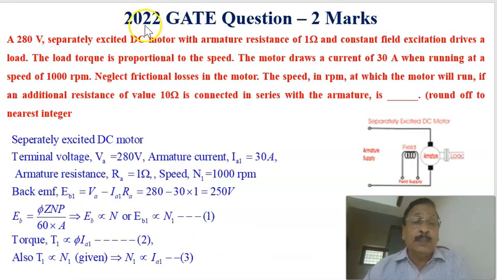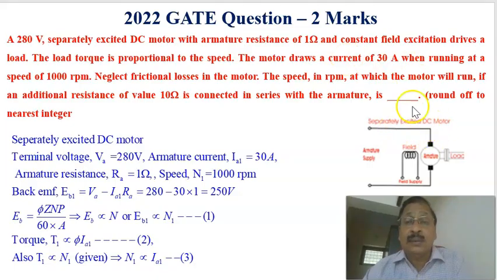Now let us see another problem, a 2022 GATE question that carries 2 marks. A 280 volt separately excited DC motor with armature resistance of 1 ohm and constant field excitation, that is the field excitation is constant, drives a load. The load torque is proportional to the speed. The motor draws a current of 30 amperes.